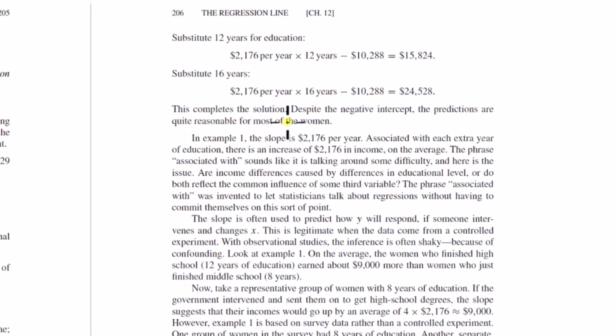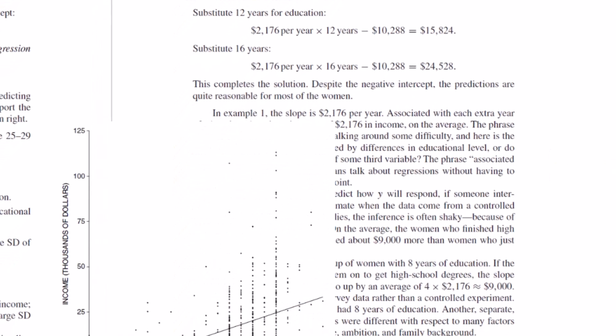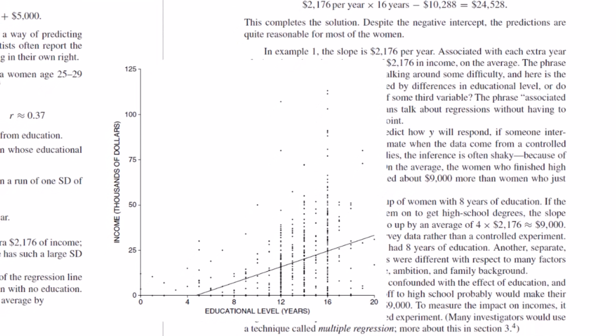This completes the solution. Despite the negative intercept, the predictions are quite reasonable for most of the women. Yeah, but you could argue that this should be modeled with an exponential. Even the exponential could account for all of these points, right? Exponentials never go to zero.